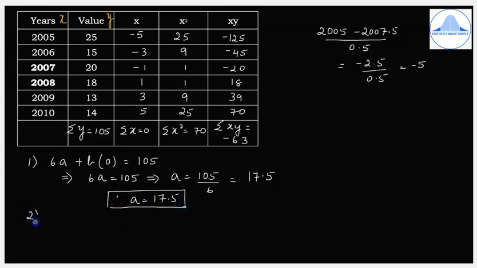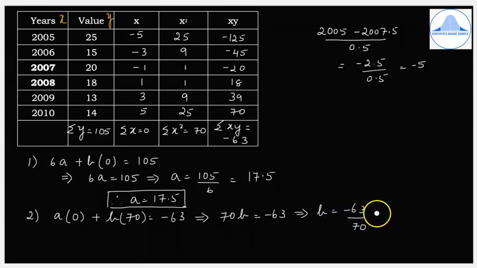Now similarly, take the second normal equation. It was a summation x, so a into 0 plus b summation x square. So b into 70 is equal to summation xy, which is minus 63. Which implies 70b is equal to minus 63, which implies b is equal to minus 63 divided by 70, which is equal to minus 0.9. Therefore, b is equal to minus 0.9.